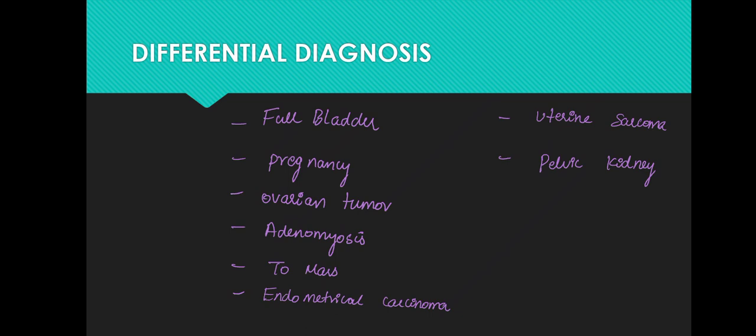One more physiological condition is pregnancy, and the other pathological conditions which are the differential diagnosis are ovarian tumor, adenomyosis, tubo-ovarian mass, endometrial carcinoma, uterine sarcoma, and pelvic kidney.